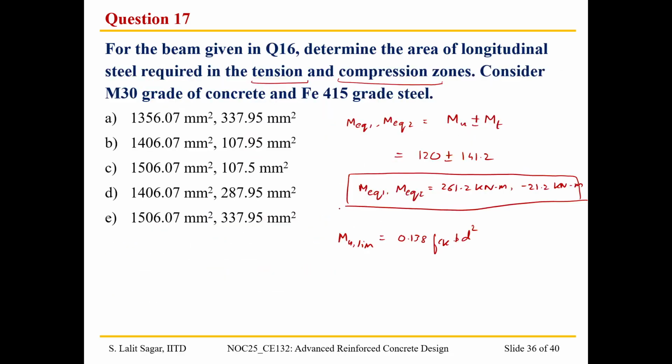Okay. So let us calculate what is the value of Mu limit. 0.138 into 30 into 300 into 550 square. So we get the value of Mu limit as 375 kilonewton meter. So we can very much design it as a singly reinforced beam. Okay. So now let us proceed to design the beam.